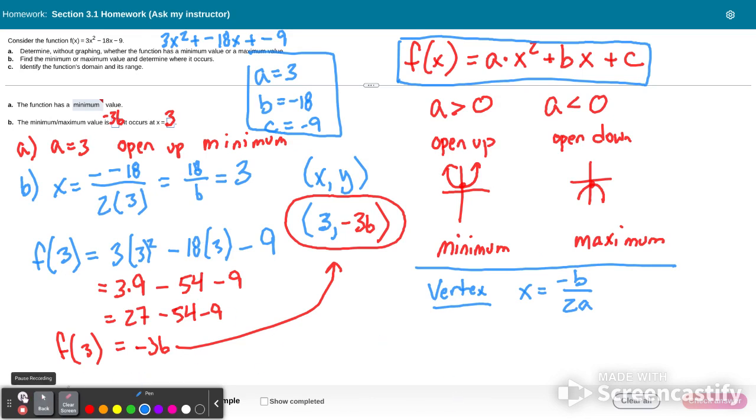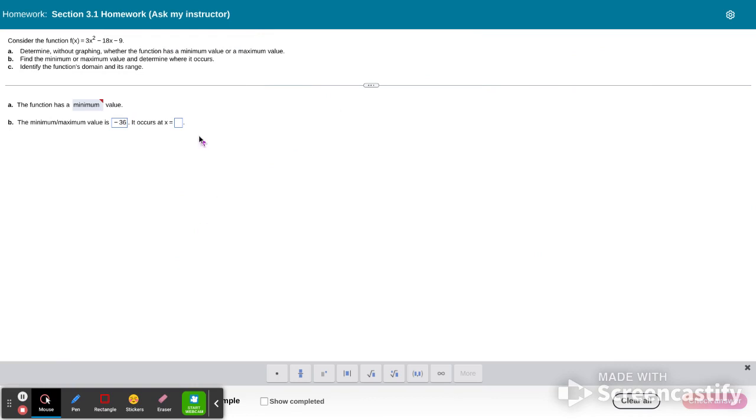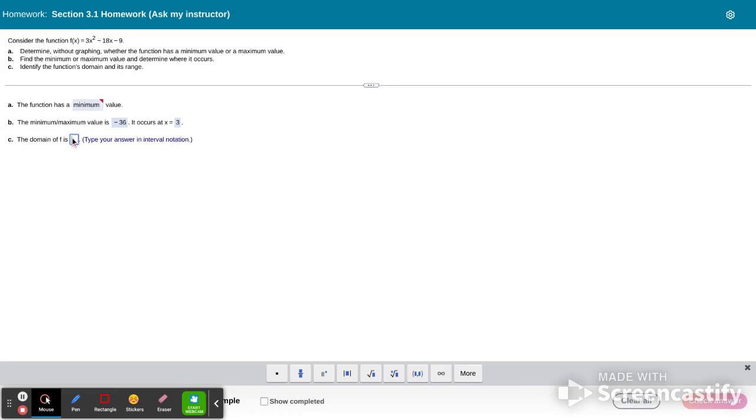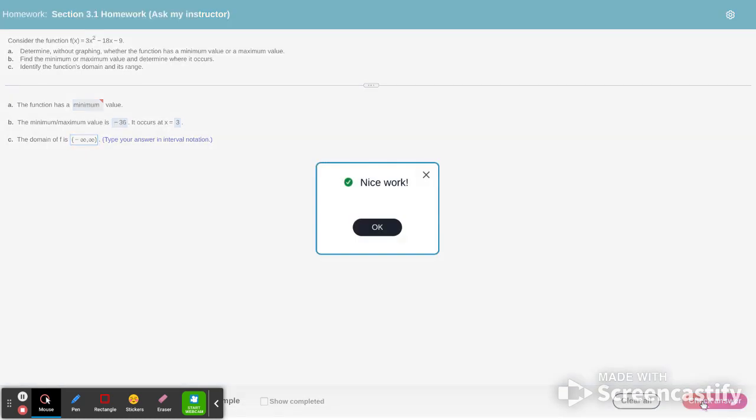I'm going to hit pause and be right back. So what I'm doing is finishing up this problem, and I cleared my screen. I'm putting in that my minimum value would occur at negative 36 when x is equal to 3, and that's what we saw in our graph. I check that, and I get that good. Now it's asking me to type in the domain in interval notation. Interval notation is where we use parentheses. So we would say from negative infinity, comma, positive infinity. That would be the interval notation. Remember, that's saying all real numbers, so any x can be plugged in.